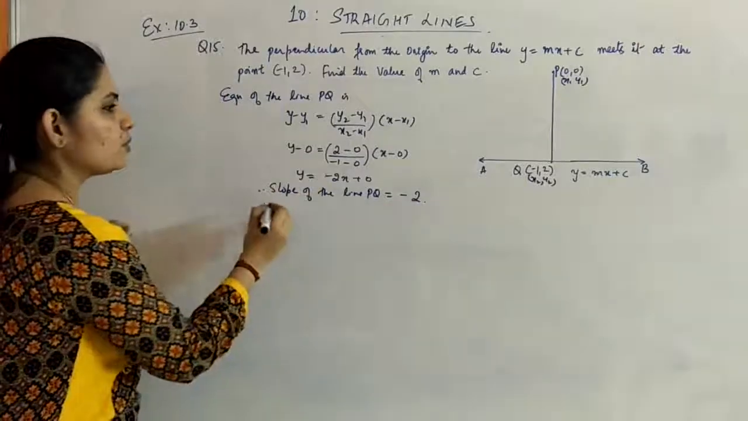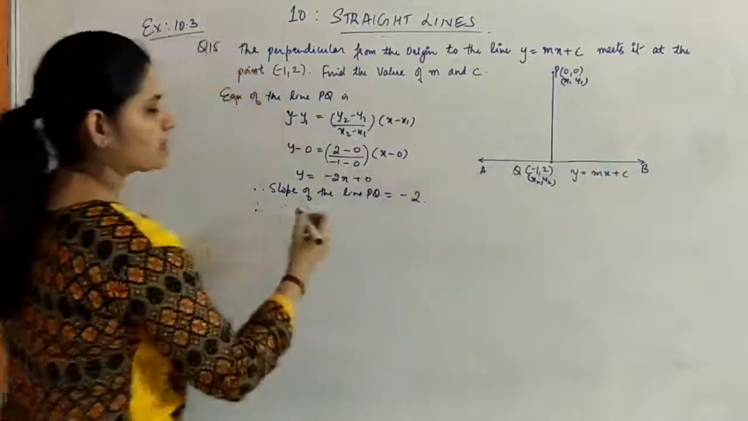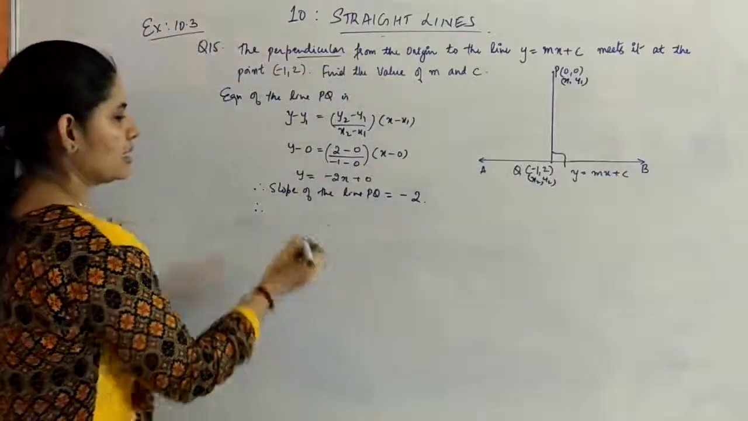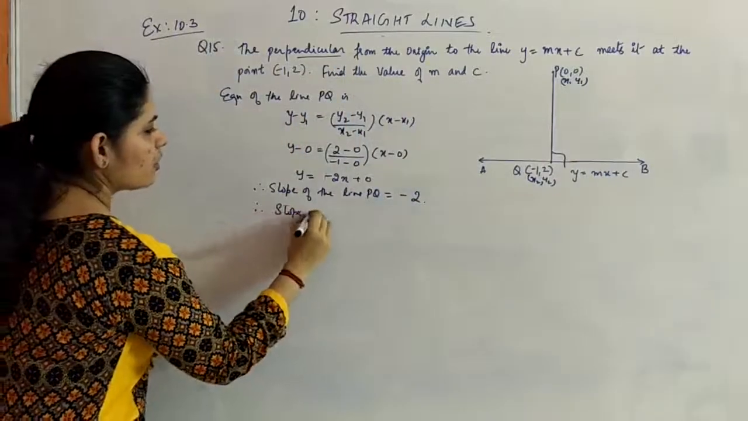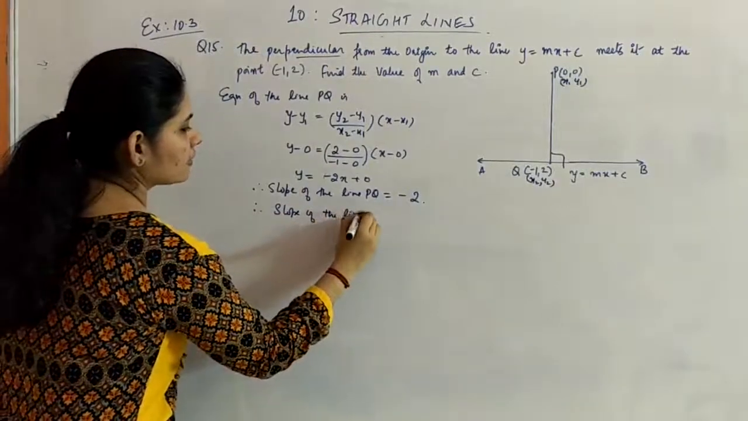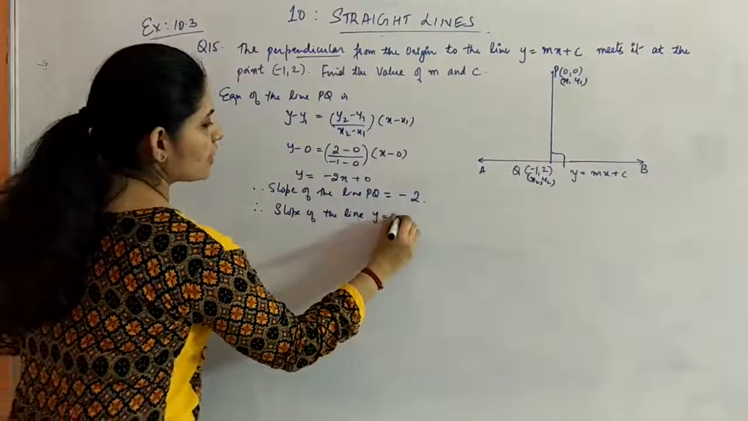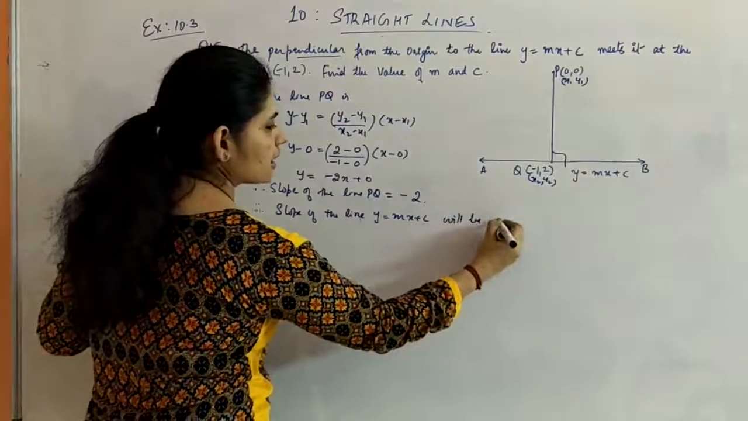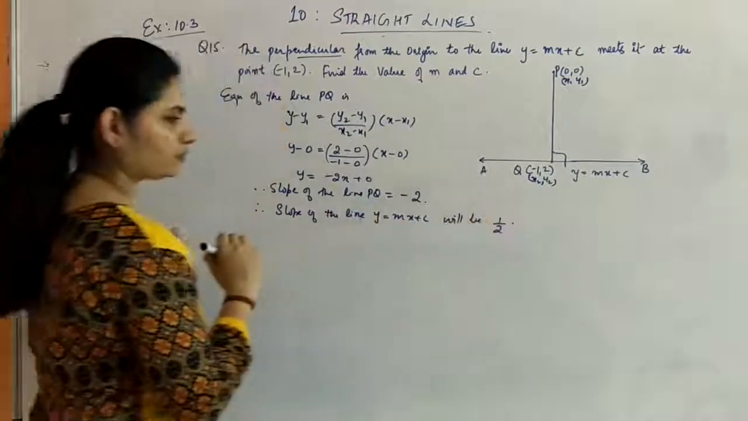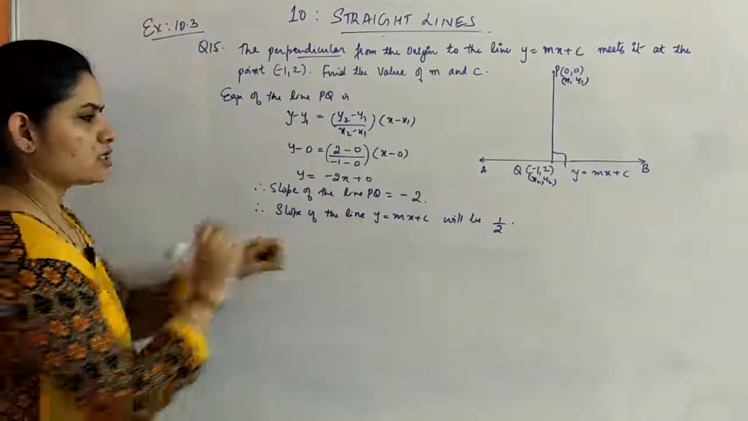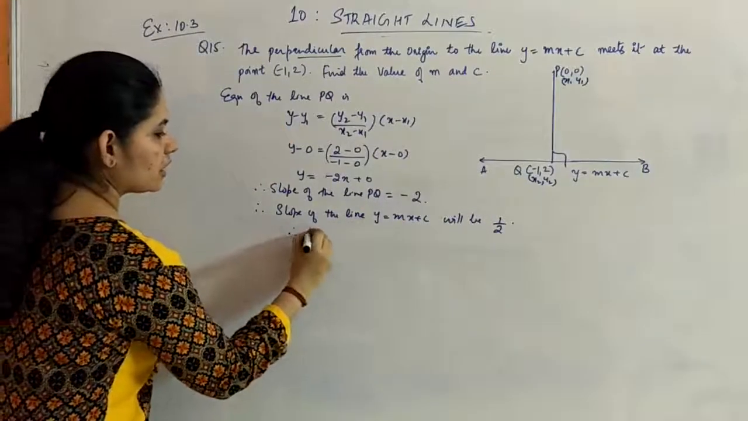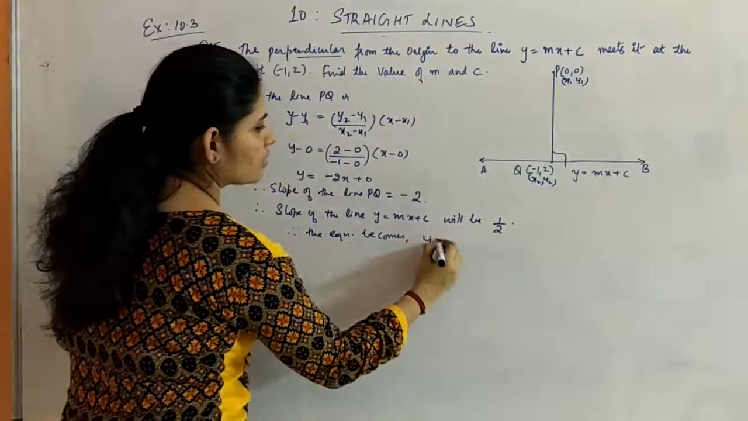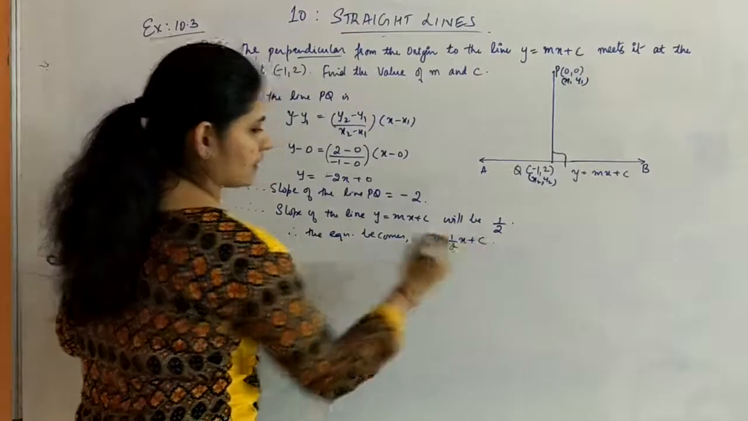So what will be the slope of the line y equal to mx plus c? Because they are perpendicular to each other, it is given, you can say that the slope of the line y equal to mx plus c will be the negative reciprocal of this one. So you will get 1 by 2. Okay, now you got the slope. So therefore the equation becomes y equal to 1 by 2x plus c.